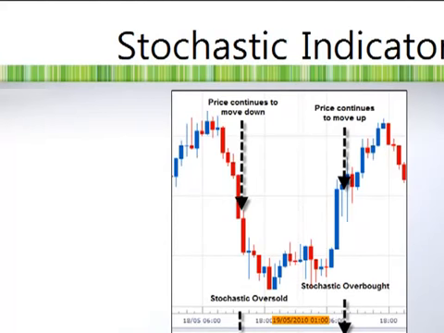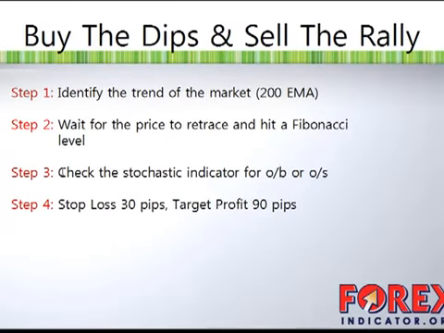So what is the next step? Once you check the stochastic indicator for overbought or oversold, you will enter a trade, and at this point, you always set a stop loss of 30 pips and a target profit of 90 pips. With this strategy, you always get a risk-reward ratio of 1:3, which is a very decent risk-reward ratio. Let's go through one example.